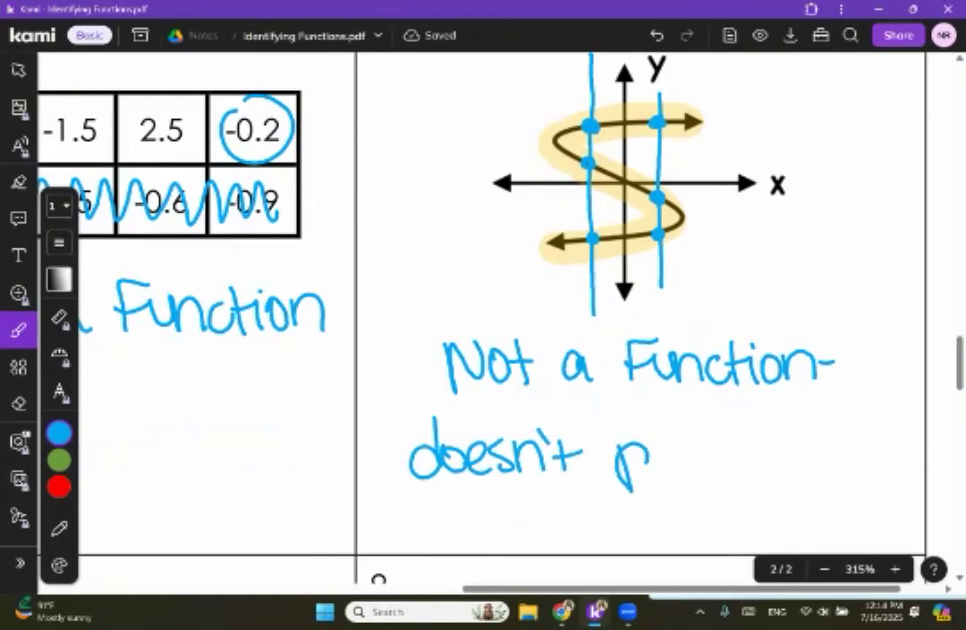Doesn't pass the vertical line test. Does not pass the vertical line test. Number 7.